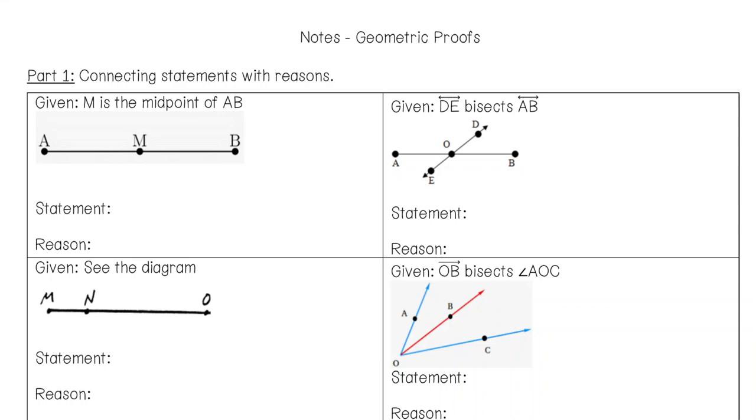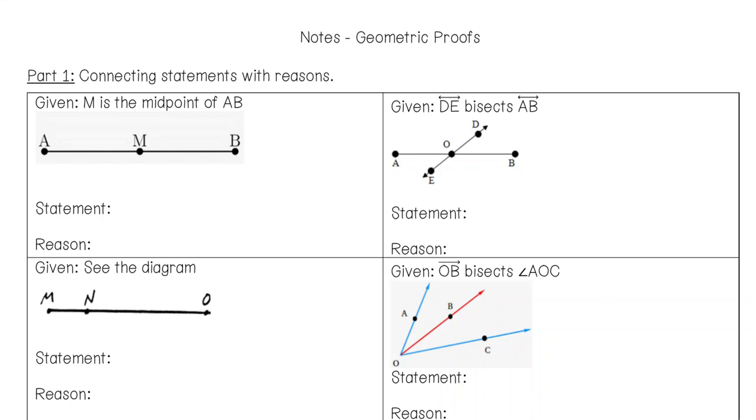In this video, we'll be going over geometric proofs. So when we talk about proving things in geometry, we're looking to make a statement and then provide a reason. And the whole reason that we prove things is to consider why these things are working based on other properties or definitions that we know.